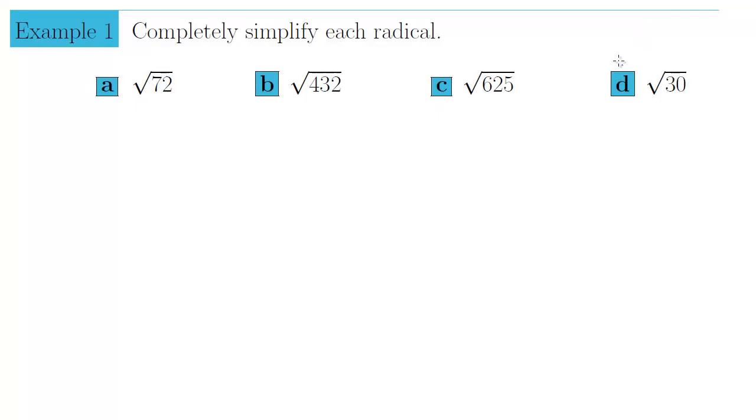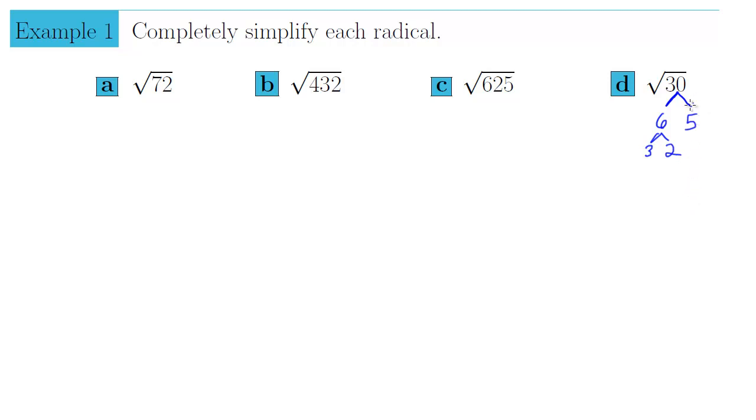For part D, we have to simplify the square root of 30. Okay, so we proceed just like usual. We're going to try to factor down 30. 30 is 6 times 5, and 6 can go further into 3 times 2.